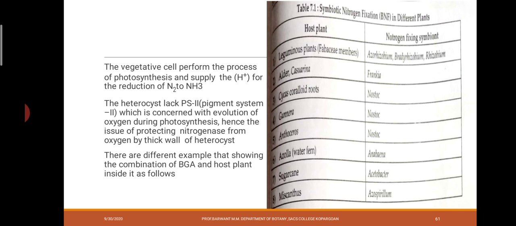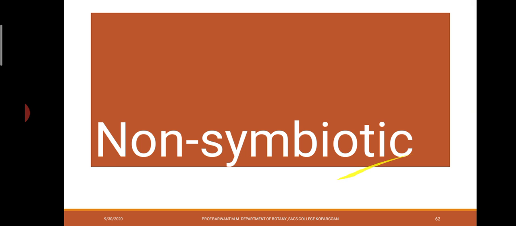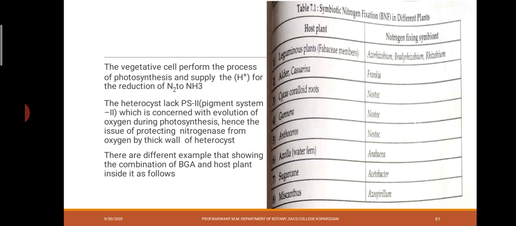These are some host plants with nitrogen-fixing symbionts: leguminous plants, Azorhizobium, Bradyrhizobium, Alder, Cycas, Gunnera, and Anthoceros are the plants having symbiotic organisms. That is the overall summary of symbiotic nitrogen fixation by BGA.